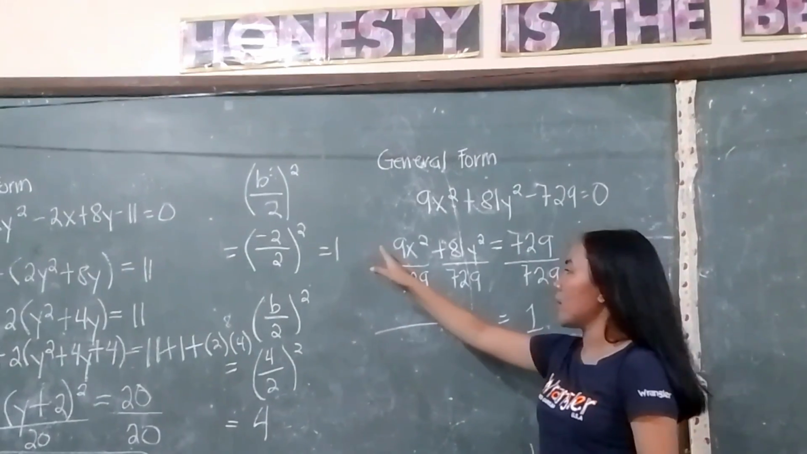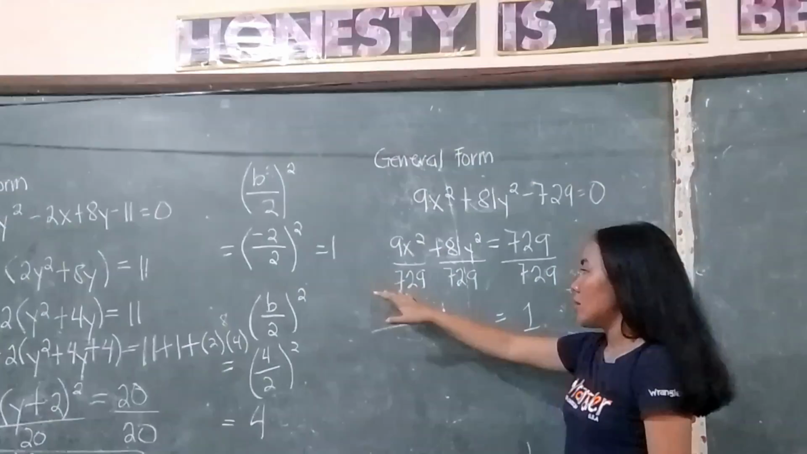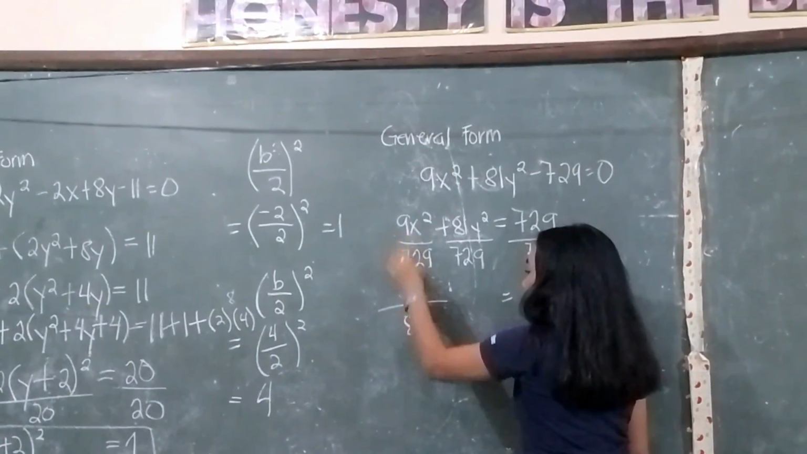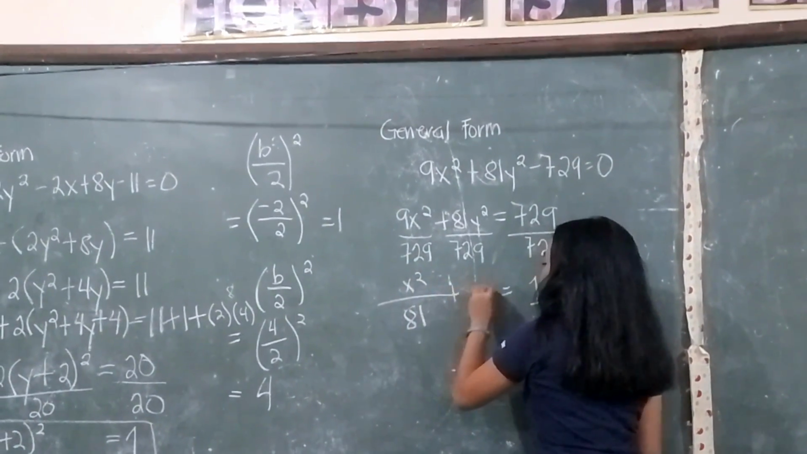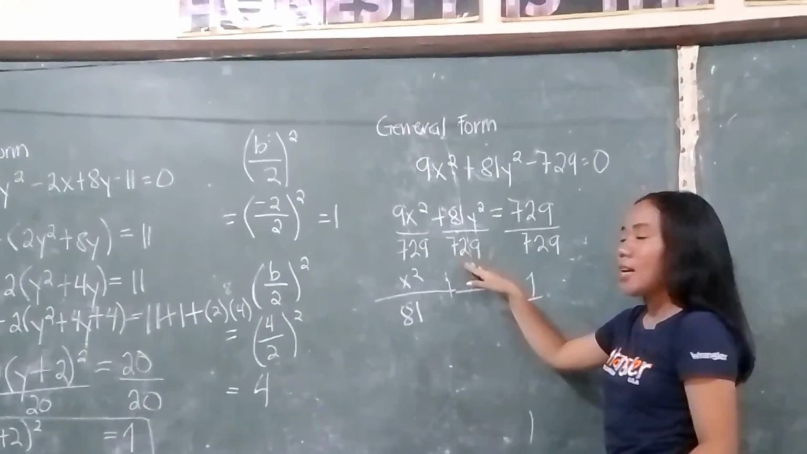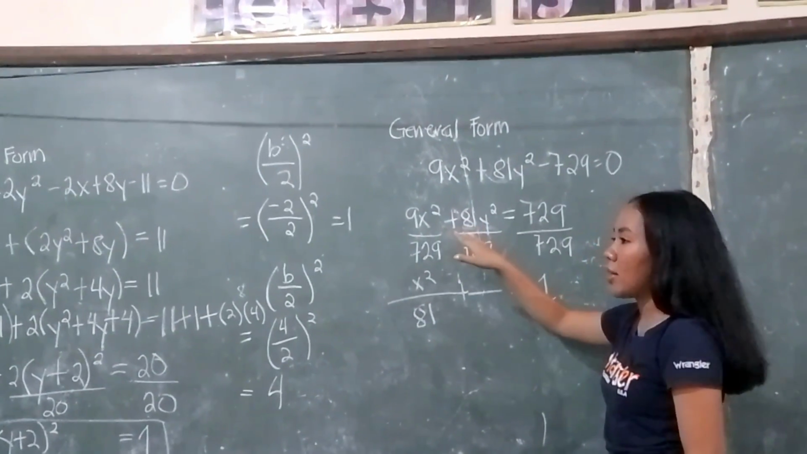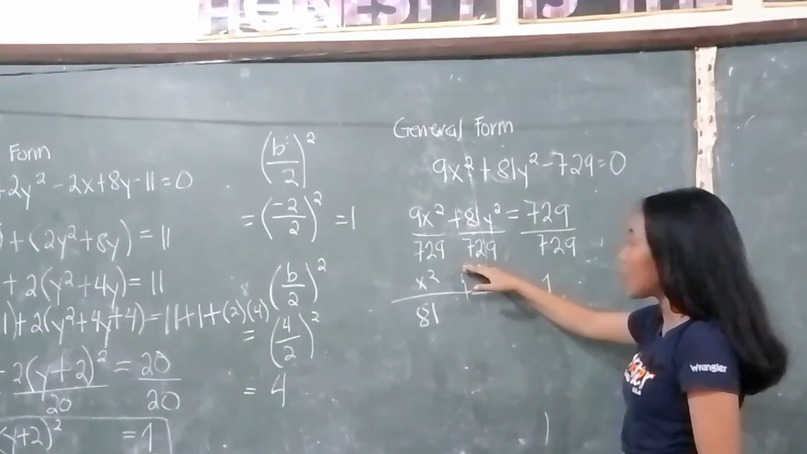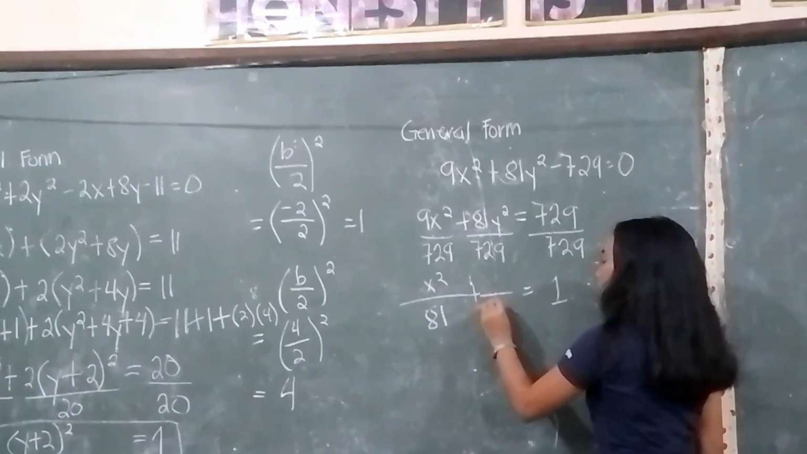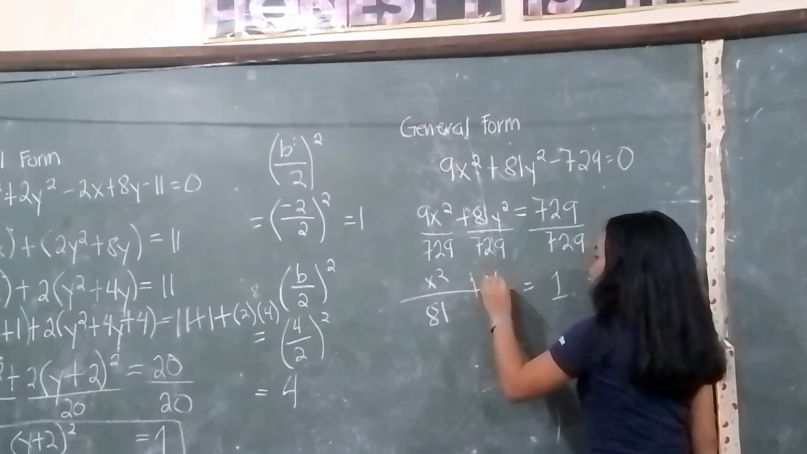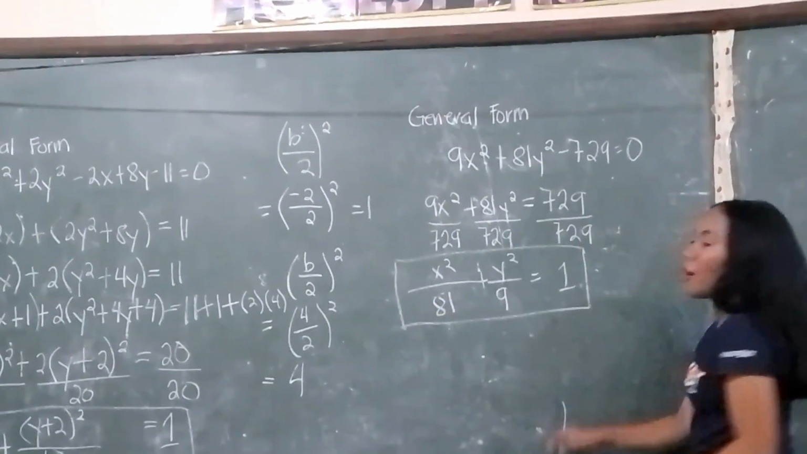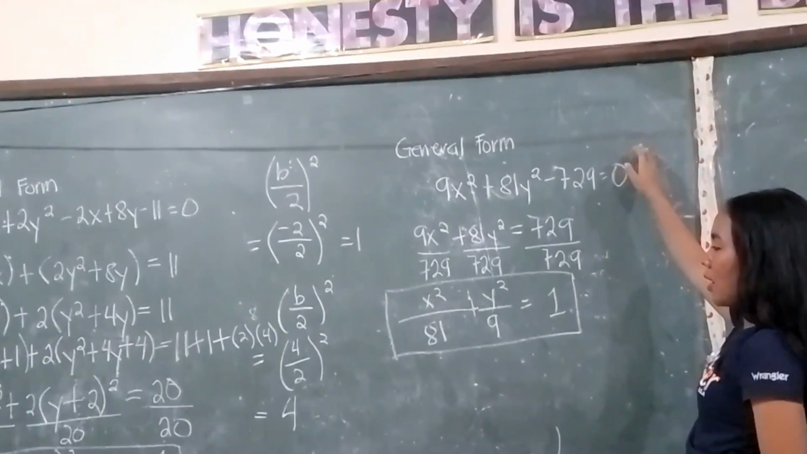It is divisible by 9. So 729 divided by 9 is 81. So we have x squared plus 81y squared over 729, which can be simplified to the lowest form, because 729 is divisible by 81. So 729 divided by 81 is 9. So we have y squared. Therefore, this is the standard form of our equation, from the general form.